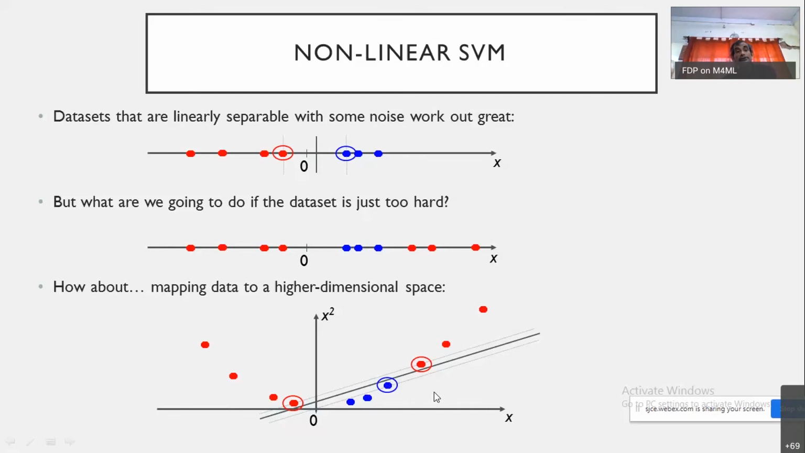Then the question will be, how do I choose this particular kernel? How do I give this transformation? How do I handle this? In this particular case, I have given just a square transformation, but it may not be the square transformation. It could be something else. What is that transformation?